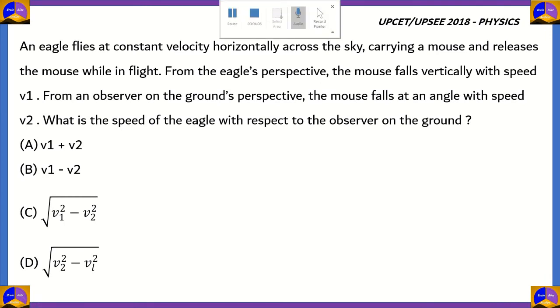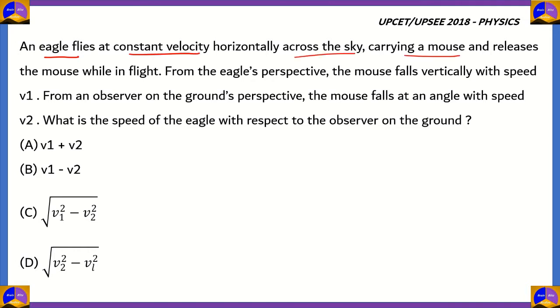Now let's look at some other questions of physics. An eagle flies at a constant velocity horizontally across the sky, carrying a mouse, and releases the mouse while in flight. From the eagle's perspective, the mouse falls vertically with a speed v1. From an observer on the ground's perspective, the mouse falls at an angle with speed v2. What is the speed of the eagle with respect to the observer on the ground?